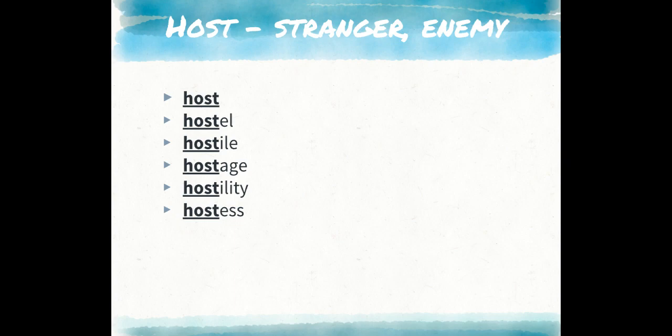So your first root is host. Think of the root host. Hostel, this is the building, like where you would stay. So host, E-L. The next word is hostile or hostile. It's pronounced two different ways. And so you have to think of the host, or sometimes the root is also pronounced host, as you'll hear in some of the other words. Hostile, I-L-E. Hostage, hostility, and hostess. So a lot of these words, if you think of the root and then the ending and put them together, you'll be fine.